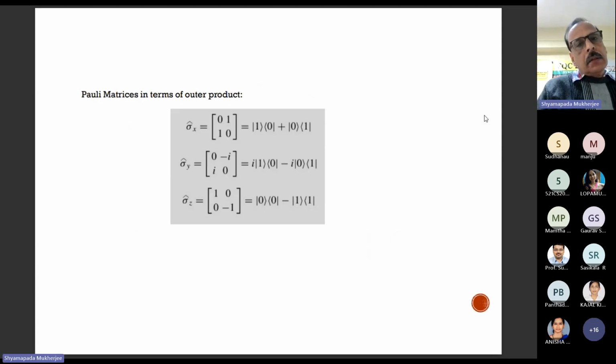Then some matrices which are more frequently used in quantum gates or quantum computation are called Pauli matrices. The Pauli matrices are sigma x, sigma y, and sigma z. These are 2 cross 2 matrices, but they can be written as the outer product of the 0 vector and 1 vector. So this is an example of how a matrix can be expressed as an outer product of two smaller vectors.